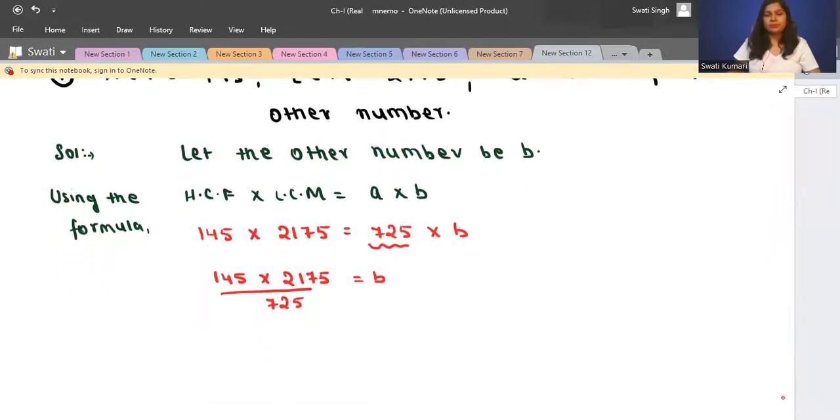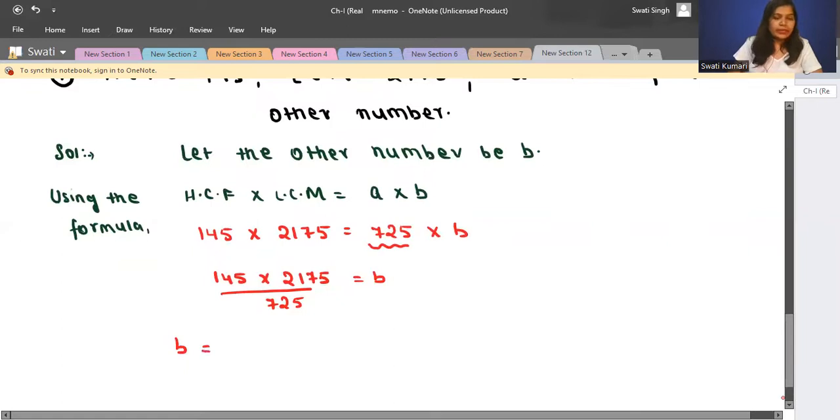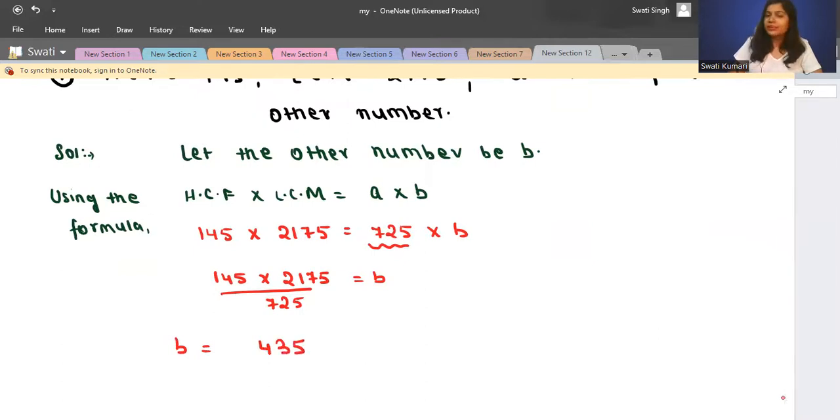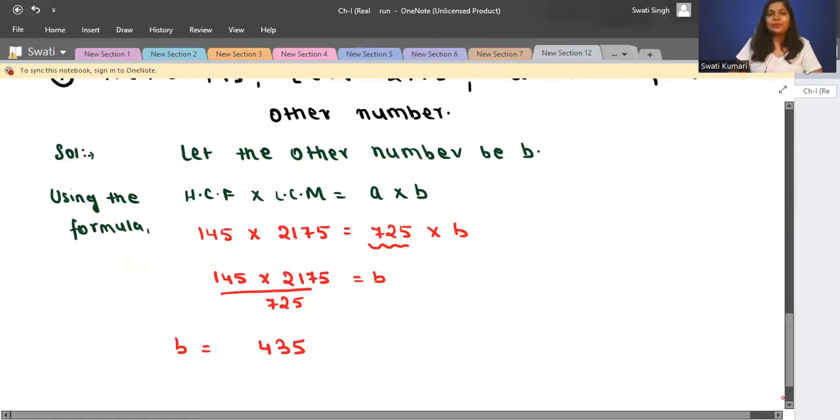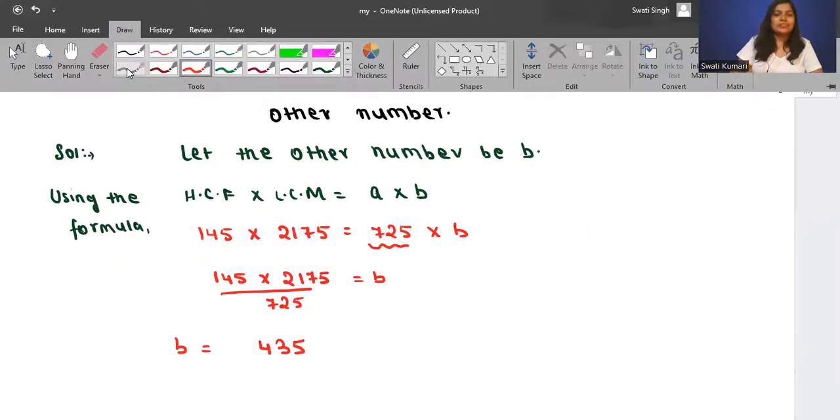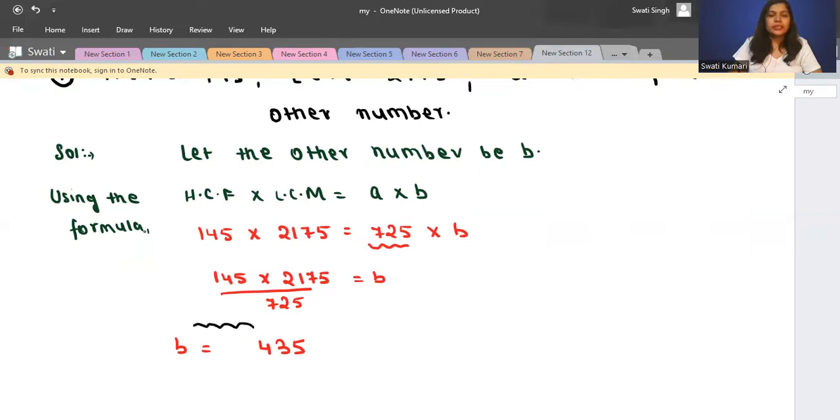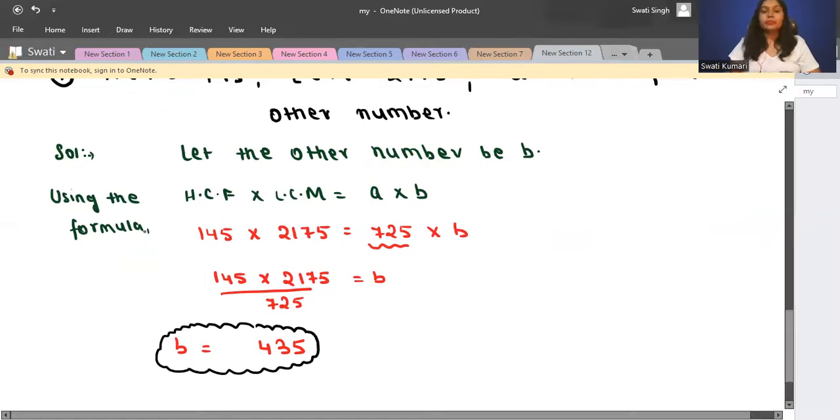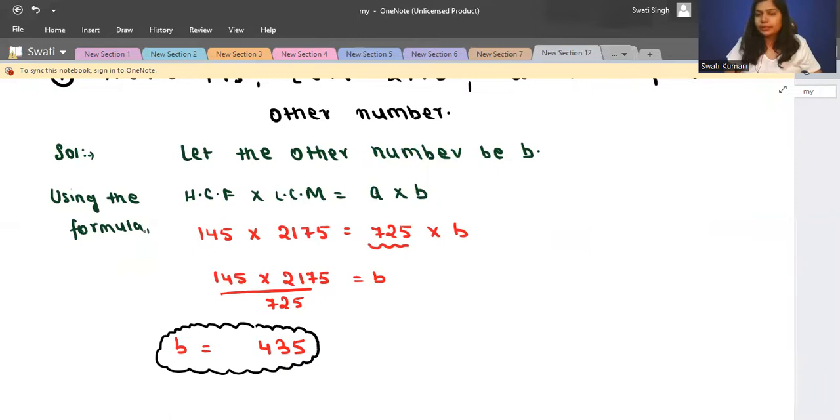Now you know how to simplify this. You can quickly simplify this and you will get the final answer as 435. I think I don't need to simplify it. You can simplify this on your own. So yeah, the answer is 435. Therefore, what is the value of the other number that we were supposed to find? The value of the other number is 435.